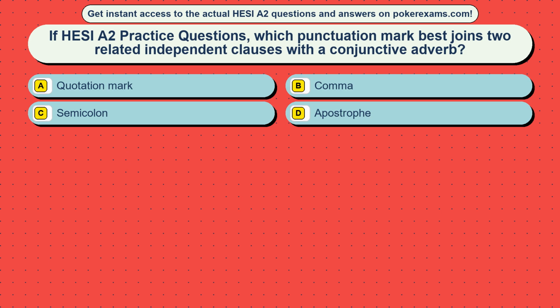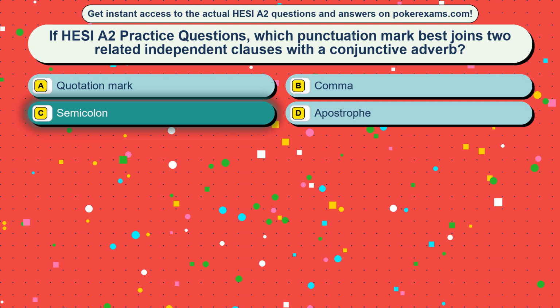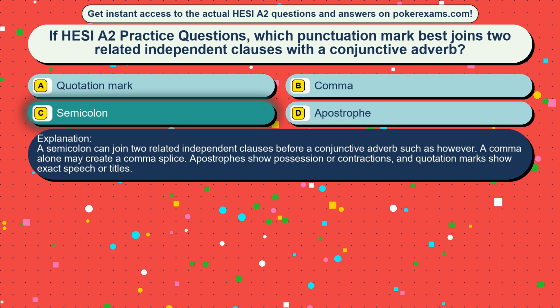Question 40. In HESI A2 practice questions, which punctuation mark best joins two related independent clauses with a conjunctive adverb? Option A, quotation mark, option B, comma, option C, semicolon, option D, apostrophe. The correct answer is option C, semicolon. A semicolon can join two related independent clauses before a conjunctive adverb such as however. A comma alone may create a comma splice. Apostrophes show possession or contractions, and quotation marks show exact speech or titles.